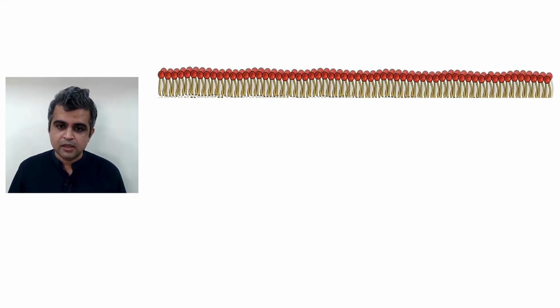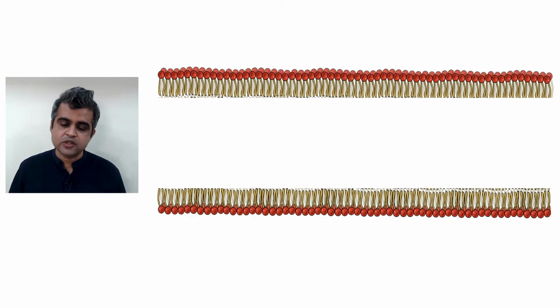So here you can see is one layer which is made up of phospholipids. Can you see कि ऊपर की तरफ heads है और नीचे की तरफ उनके tails है? Can you see that? So this is one layer of phospholipids. You can also see that here is another layer of phospholipids. There is one more layer, but the difference is कि इनके heads नीचे की तरफ है और इनके tails ऊपर की तरफ है. But you have two layers.